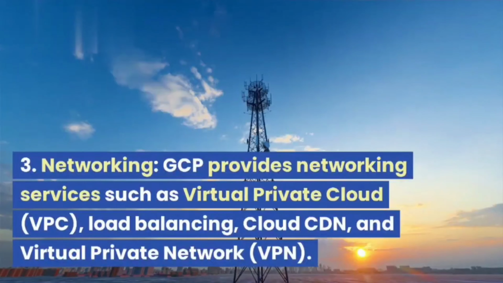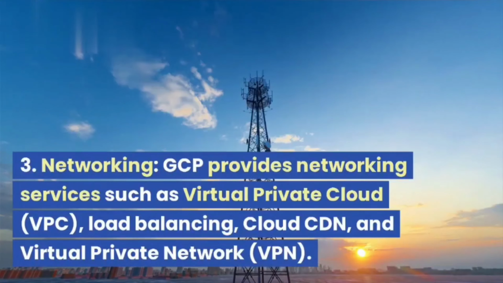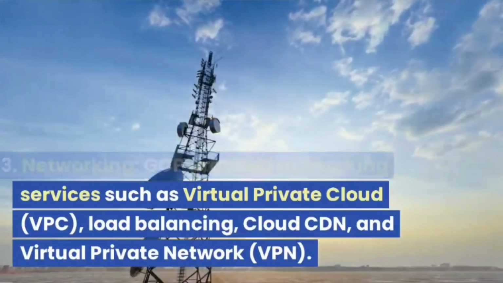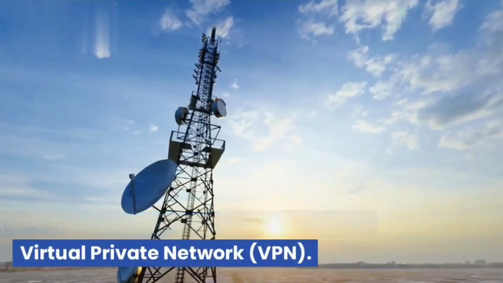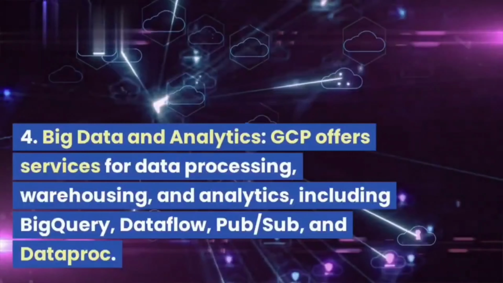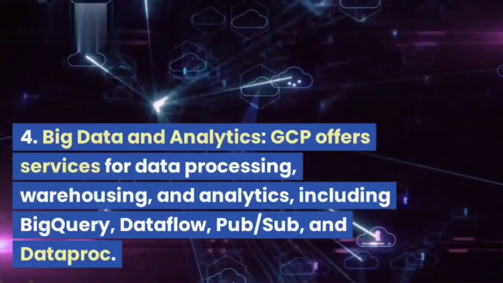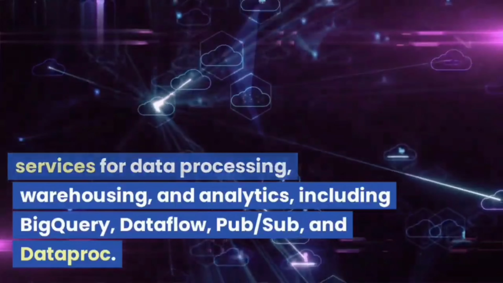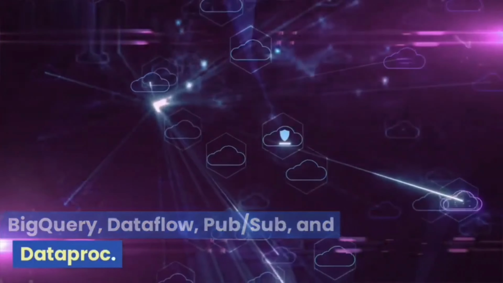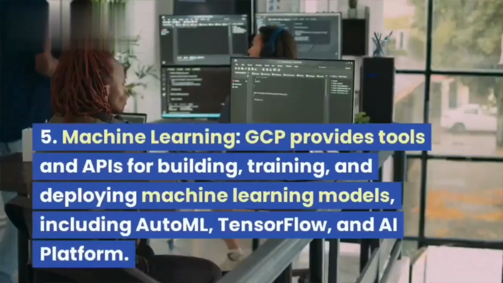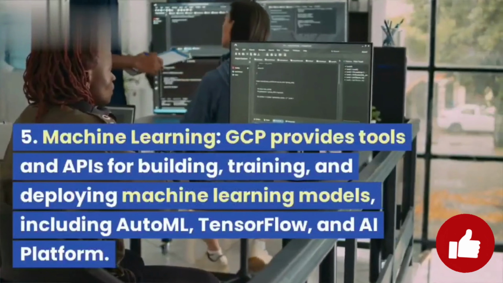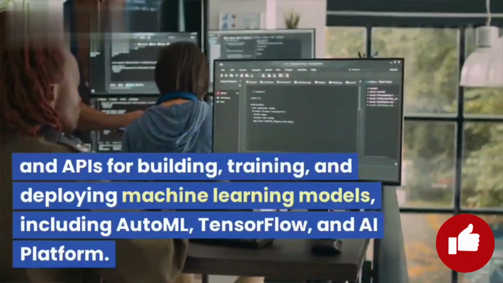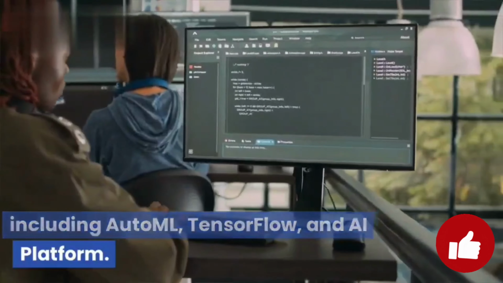3. Networking. GCP provides networking services such as Virtual Private Cloud, VPC, load balancing, Cloud CDN, and Virtual Private Network, VPN. 4. Big Data and Analytics. GCP offers services for data processing, warehousing, and analytics, including BigQuery, Dataflow, Pub/Sub, and Dataproc. 5. Machine Learning. GCP provides tools and APIs for building, training, and deploying machine learning models, including AutoML, TensorFlow, and AI Platform.